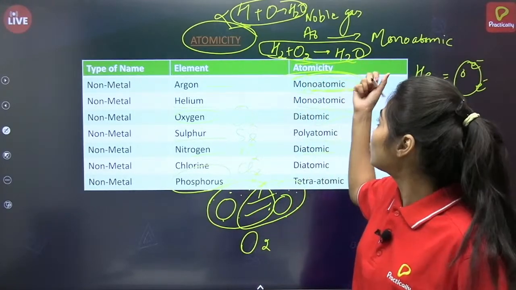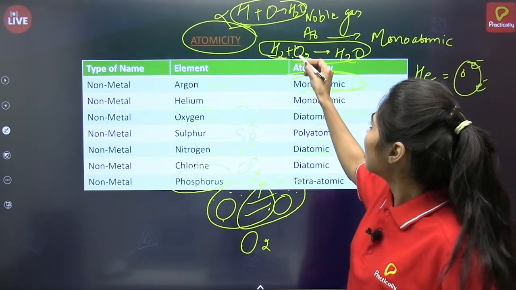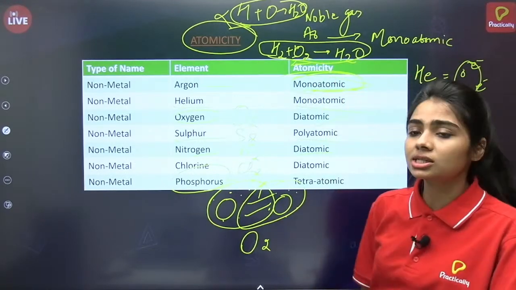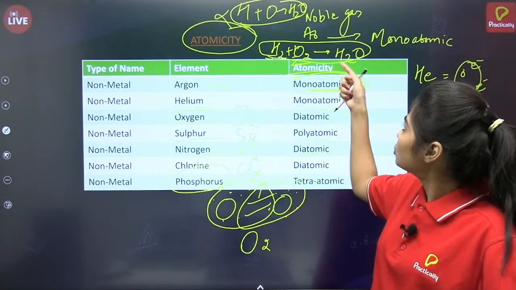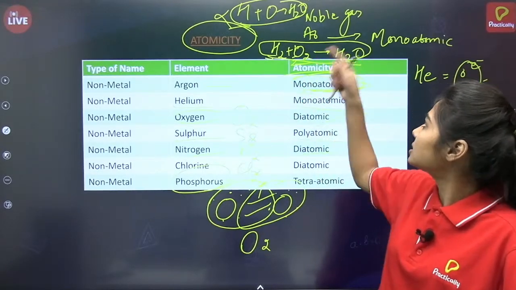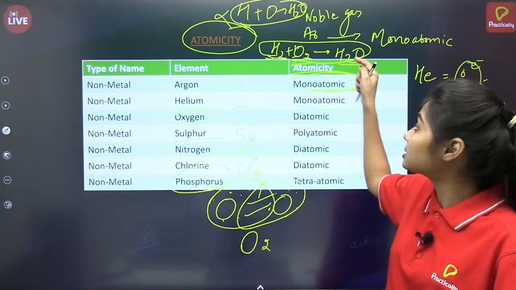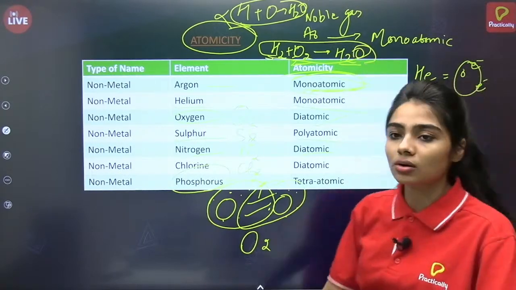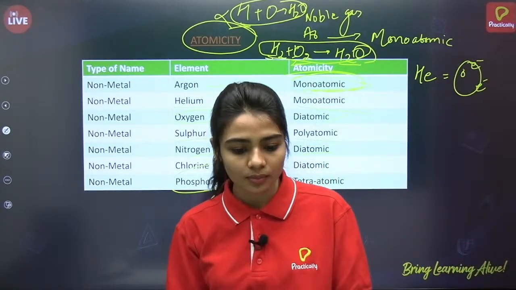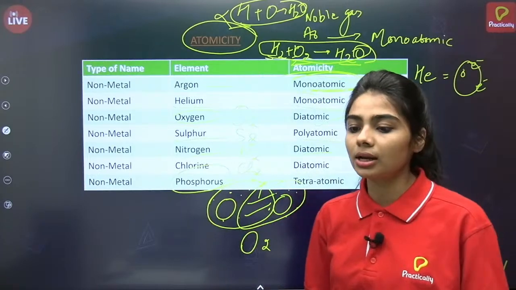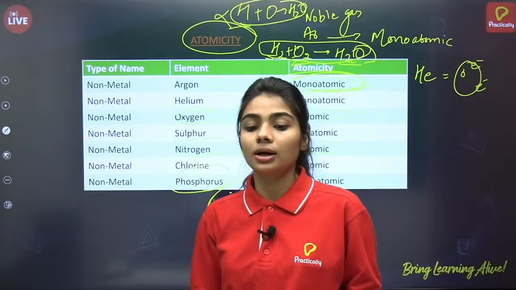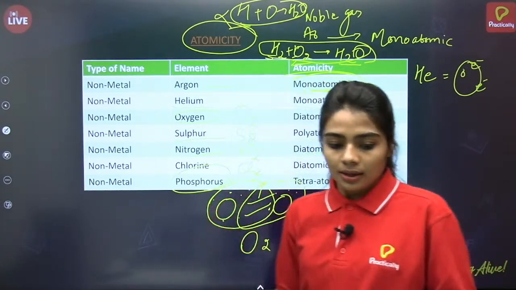If we try to balance it, what I can do is put a half here. So now this is balanced. 2 hydrogen, and the 2 is cancelled by this half, so we are getting only a single oxygen, that is H2O. Okay. So any doubt till here? If anyone has any doubt, then do ask.